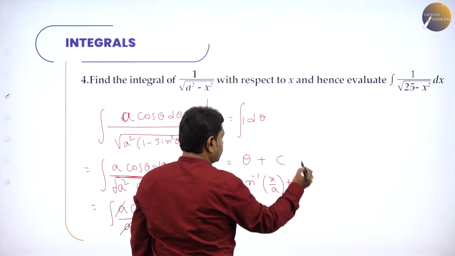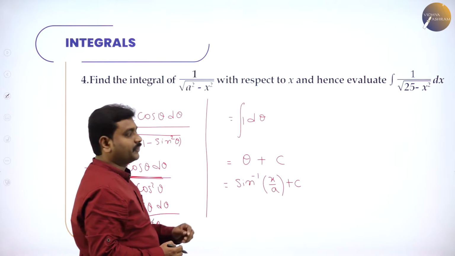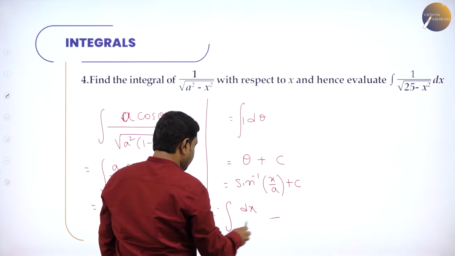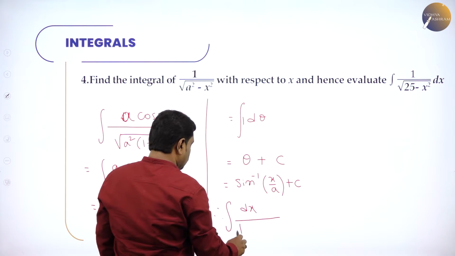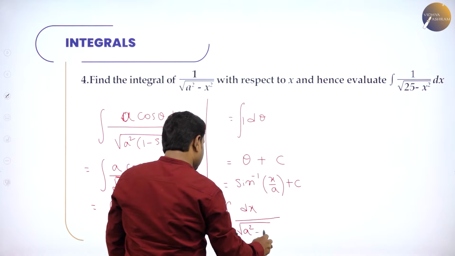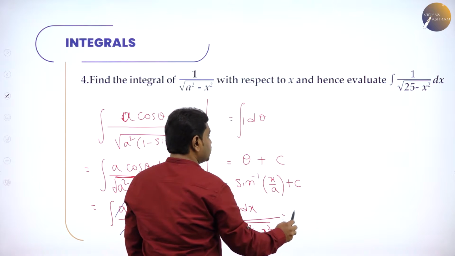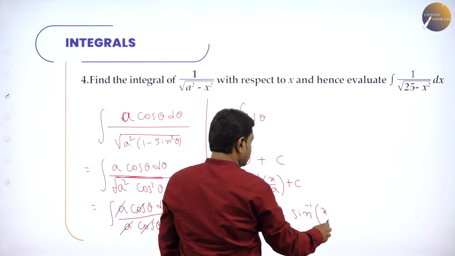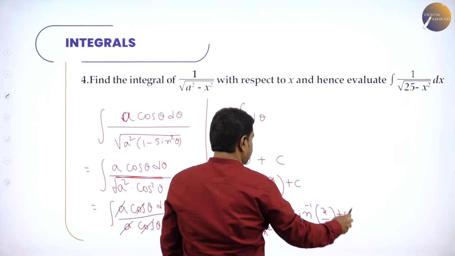Plus c. Hence the proof. This is the formula. So therefore, what is the conclusion? Integration of dx divided by root of a square minus x square is always sin inverse x by a plus c. That's it.